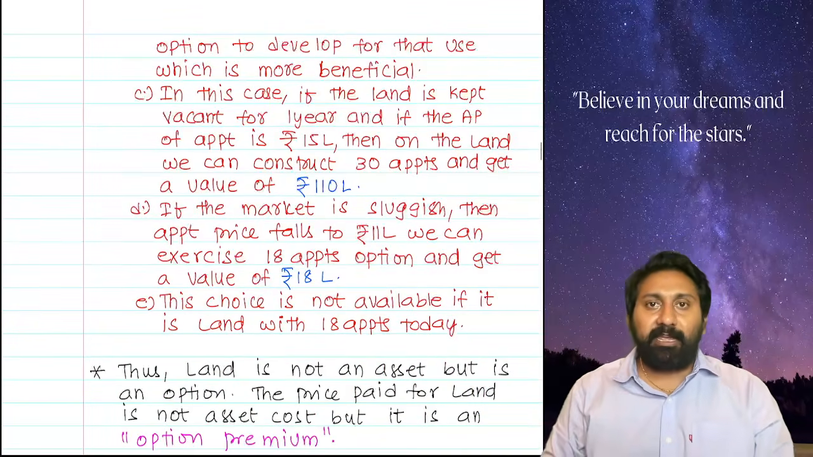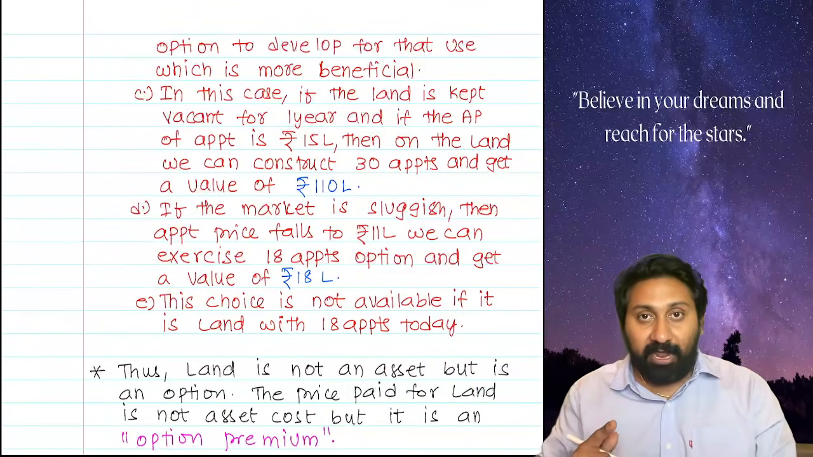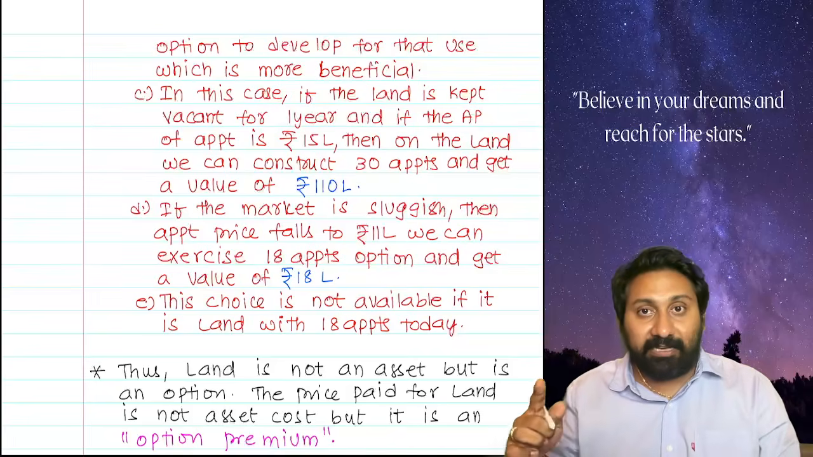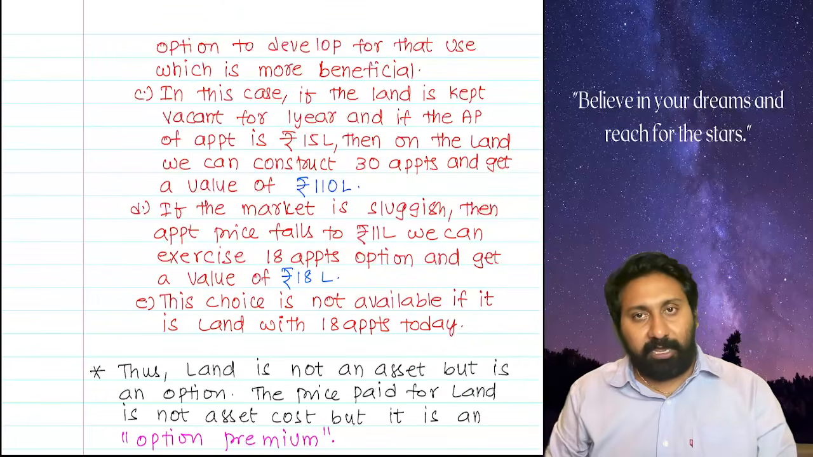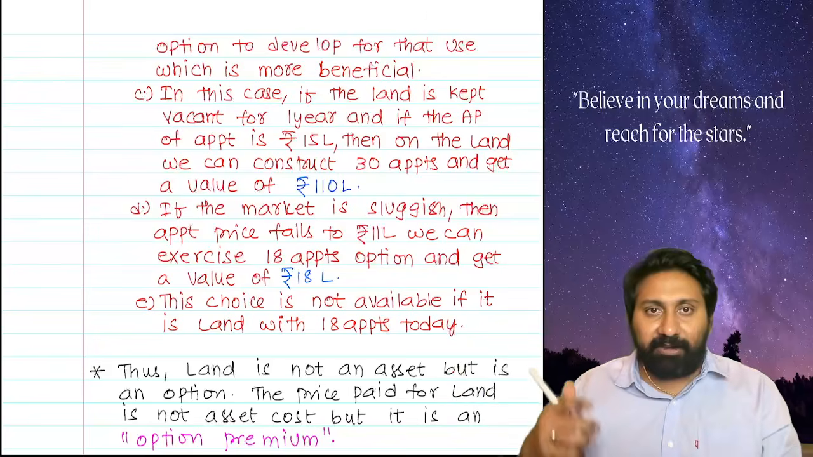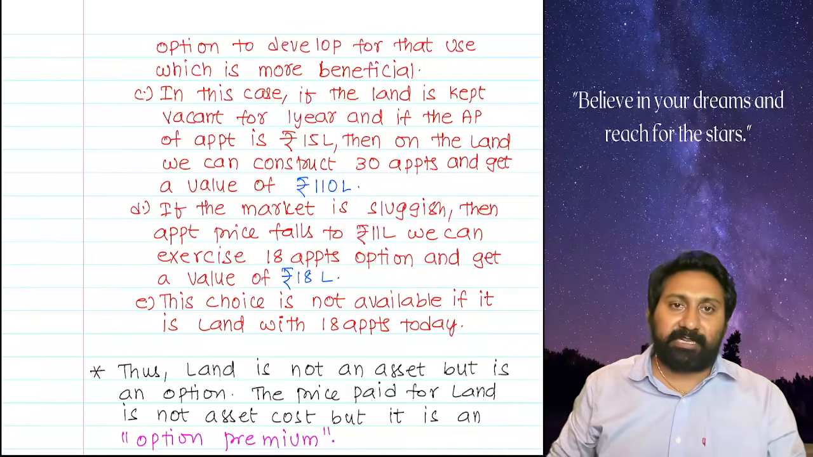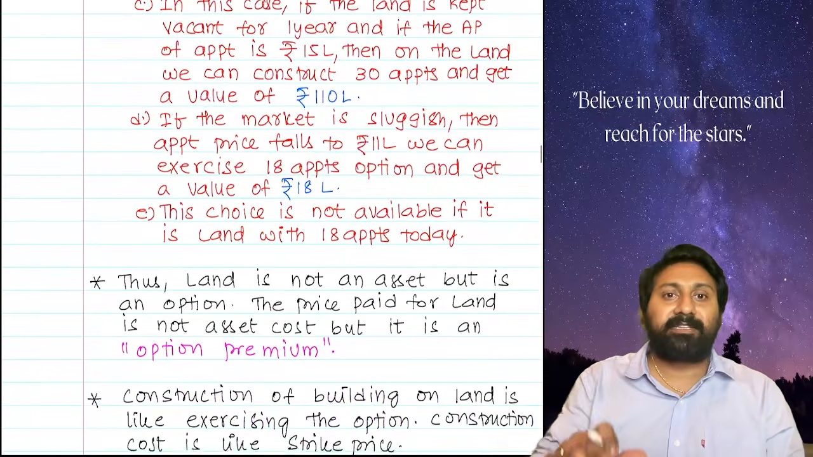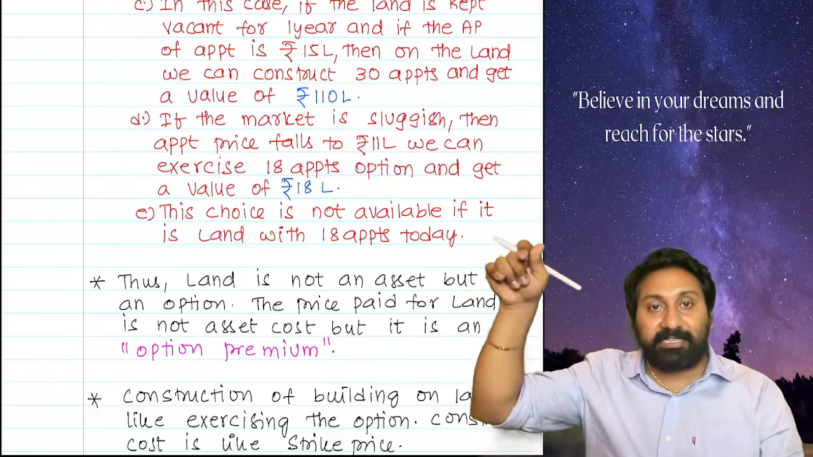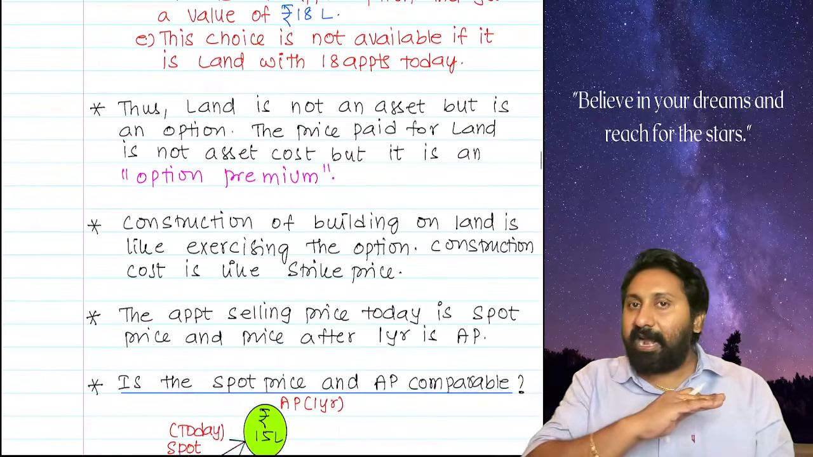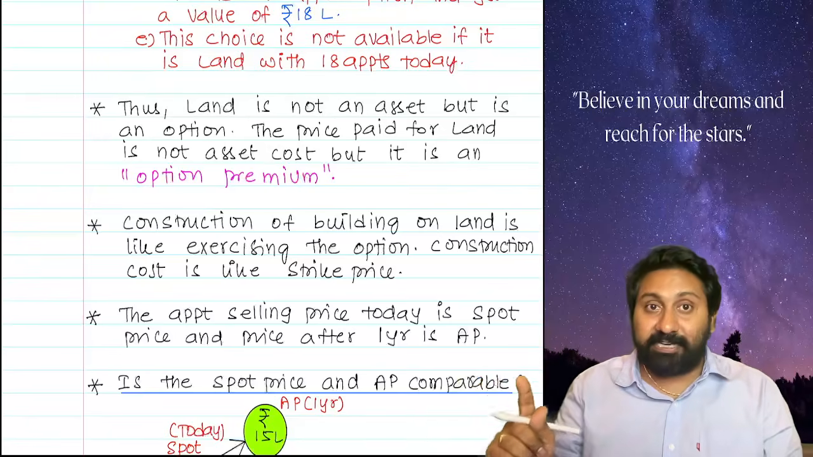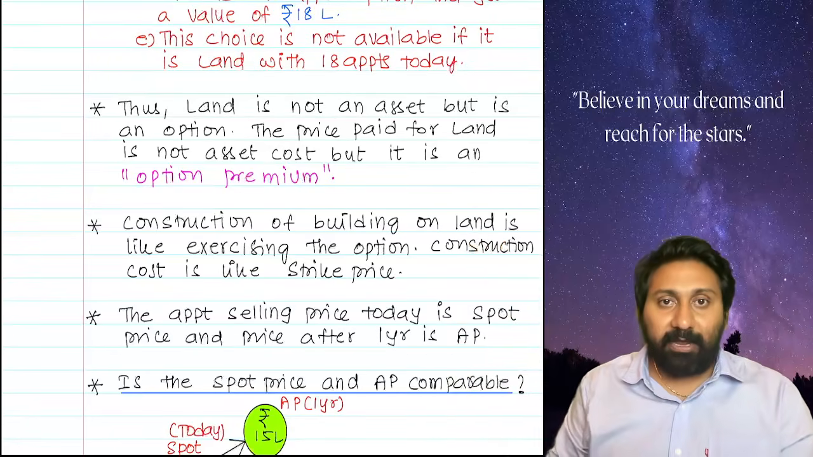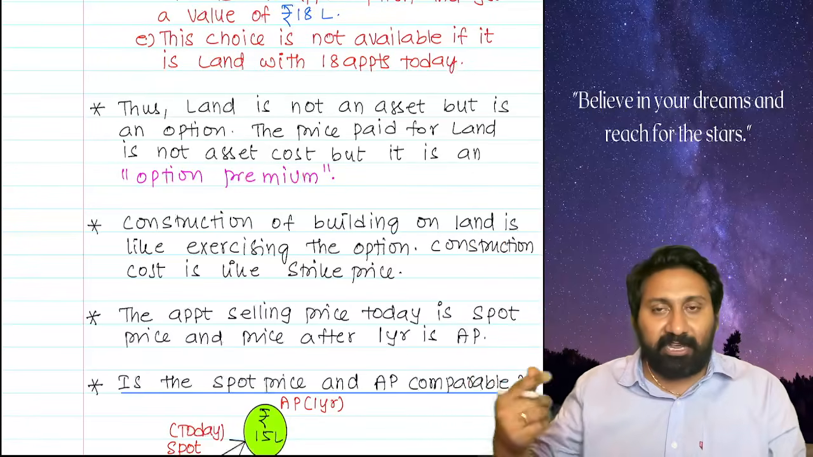In this case, if the land is kept vacant for 1 year and if AP of the apartment is 15 lakhs, then we can construct 30 apartments where the value is 110. If the market is sluggish, then the apartment price falls to 11 lakh. We can get 18 apartments, exercise, and value is 18 lakh. This choice is not available if the land with 18 apartments is constructed today. Thus, land is not an asset, but it is an option. Price paid for the land is not a cost of asset, but it is an option premium. Construction of building on the land is exercising an option.